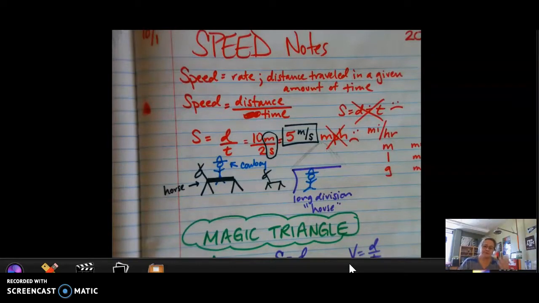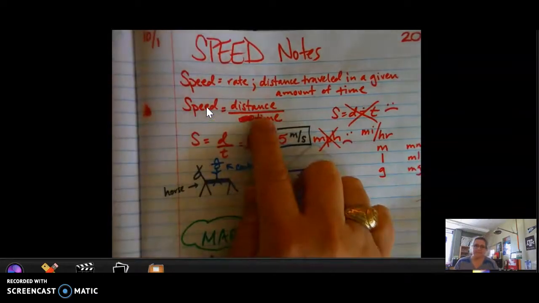So when you see in some problems that it says average speed, don't freak out. It doesn't mean you need to do something special. That's just saying it's the total distance over the total time. Okay, and I had all kinds of bloopers on my notes today, so just bear with me. The formula is speed equals distance divided by time.